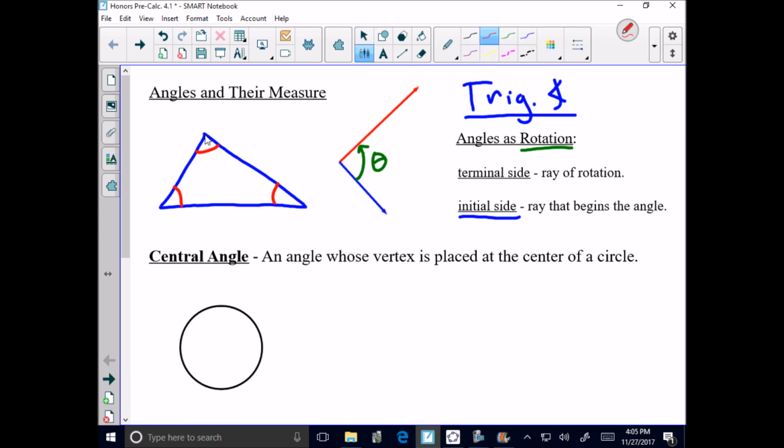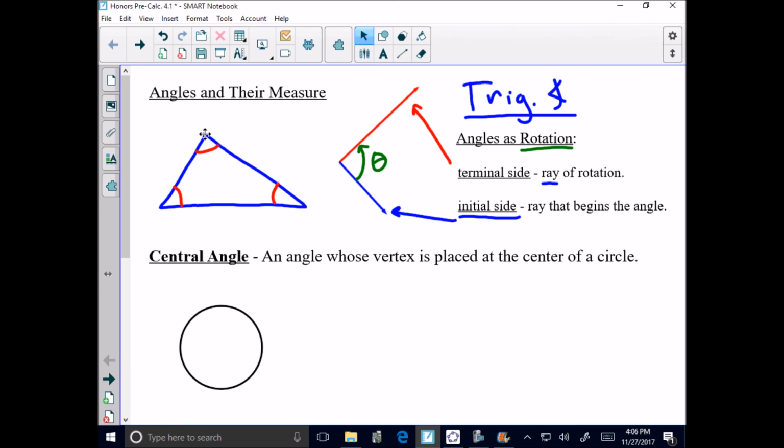And right here we've got the terminal side, just to point these out, and the initial side is obviously the side in blue, right? In general, we think that the terminal side is the ray of rotation. When we're talking about rays, we're talking about these two sides as being infinite lines that are connecting at a single point, and that's the vertex of the angle.